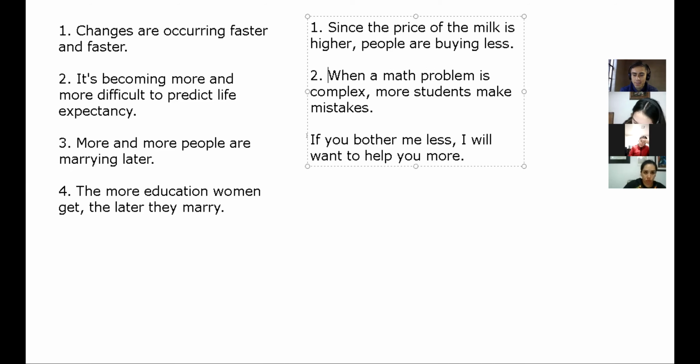Okay, we have 3 examples, but these examples don't have the double comparative. So I want you guys to transform these sentences using a double comparative. All right, I'll give you a couple of minutes.